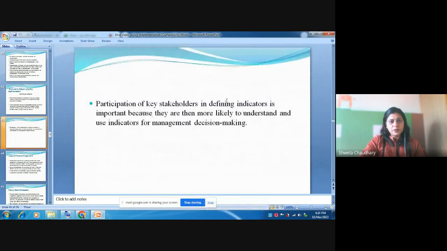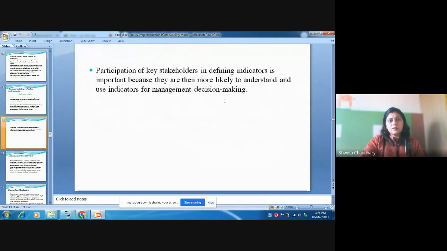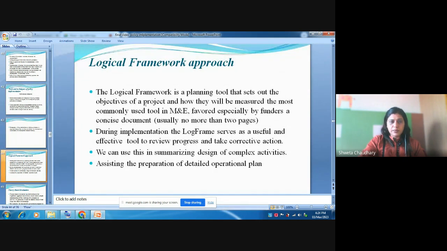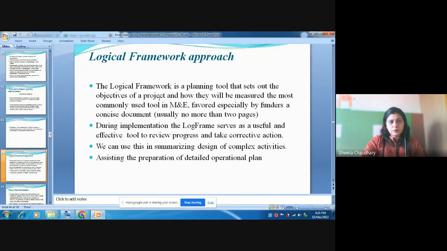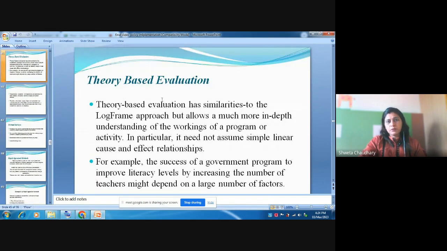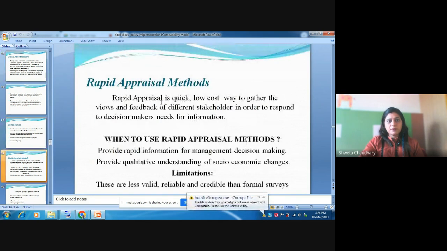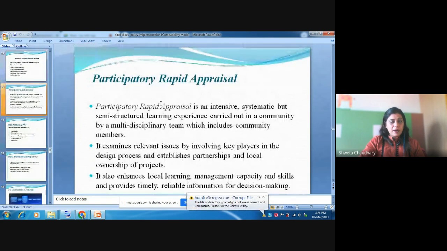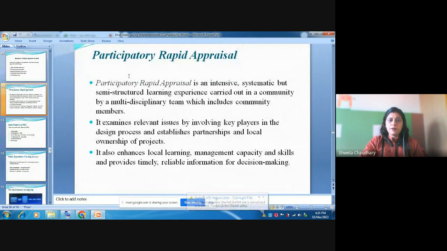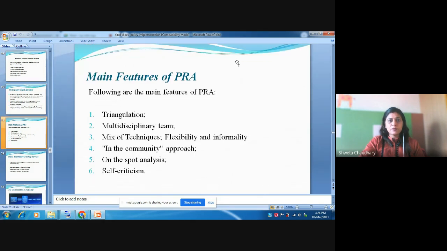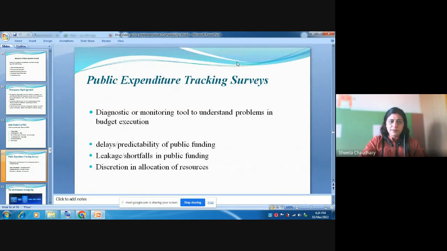Like we have first one is performance indicators. Then we have logical framework. We have to create a log book of policy. Then theory based, in which you can find out the factors that are responsible, who's responsible for the good implementation of policy. Then formal surveys, then rapid appraisal method, then participatory rapid appraisal in which you have to participate, you have to provide them skills, trainings, and then assess the impact of policy. And then you have to track their expenditures if the policy is not proved to be fruitful.